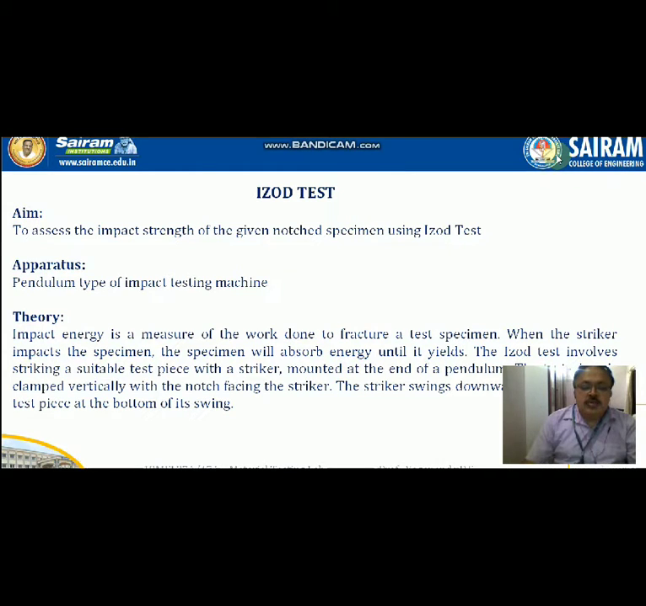Here the specimen is fixed as a cantilever beam with the bottom end fixed and the top end free. The striker swings downwards and hits the test piece at the bottom of its swing. In the Charpy test, the specimen is positioned as a simply supported beam and the notch is away from the striker, whereas in the Izod test, the specimen is held vertically and the notch is facing the striker. So that is the difference.